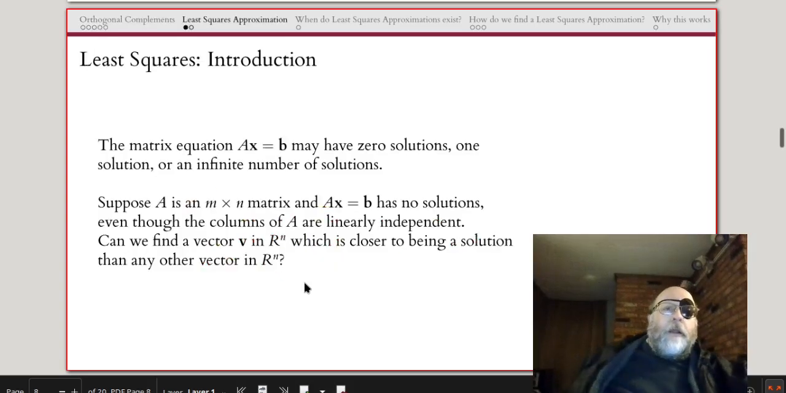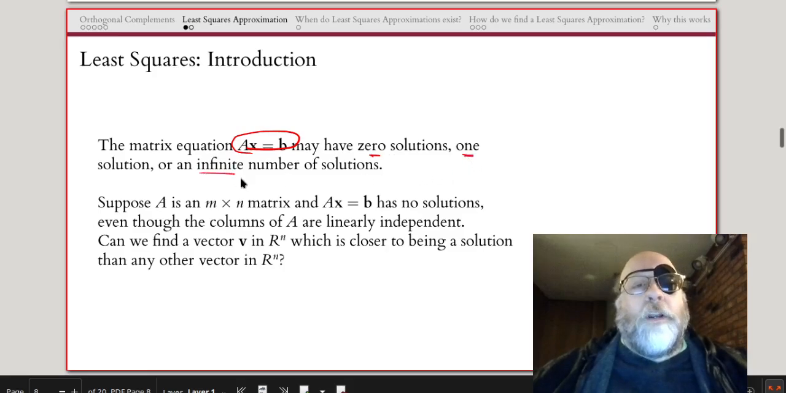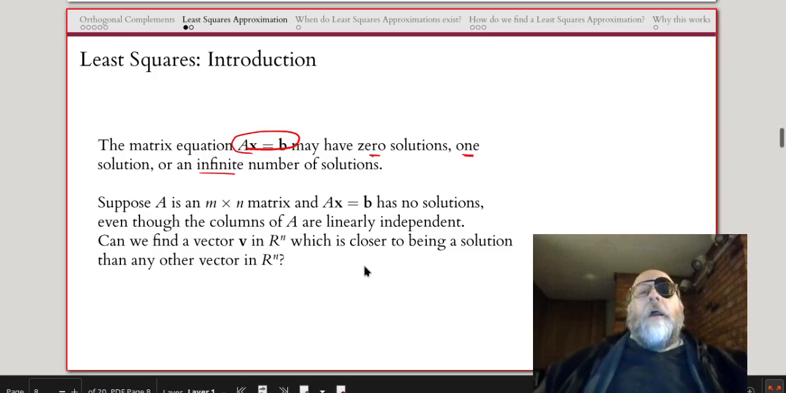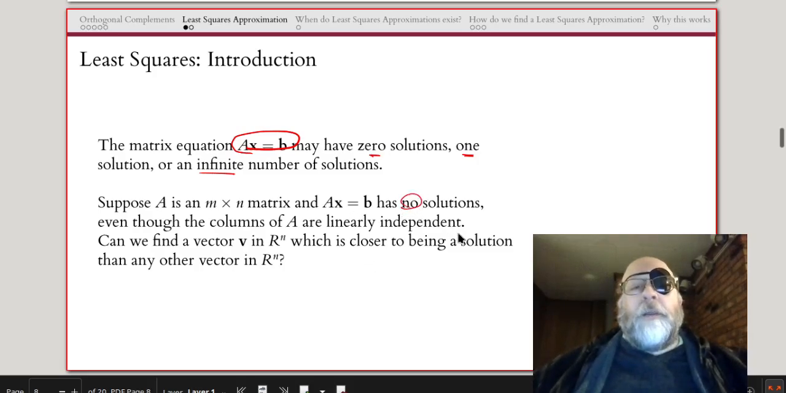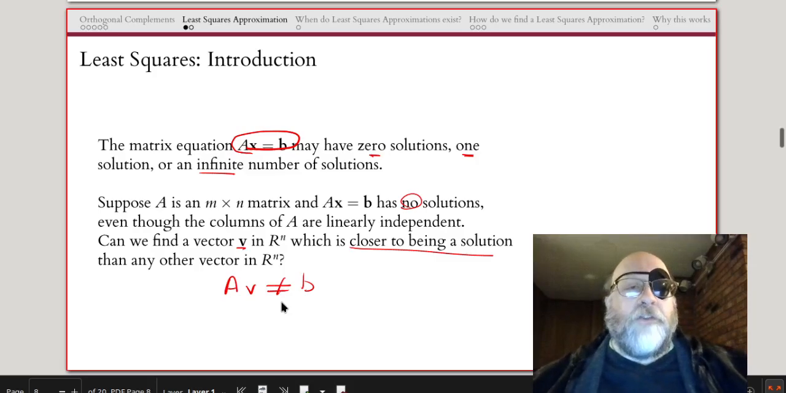All right. In the very first chapter, we learned that a system of equations can have no solutions, one solution, or an infinite number of solutions. What if the system has no solutions? That means for any vector v, A times v will not equal b. I will not be able to find any vector that I can plug in and make this equation true. But can I find the vector that is closer to being a solution than any other vector? Of all of the possible non-solutions, is there one that is as close as possible to being a solution?